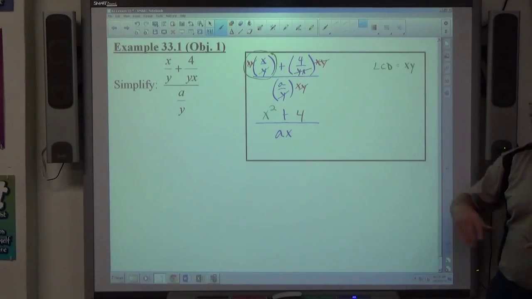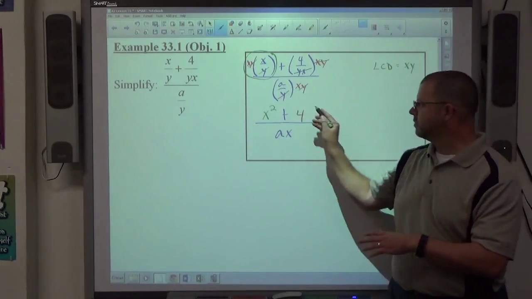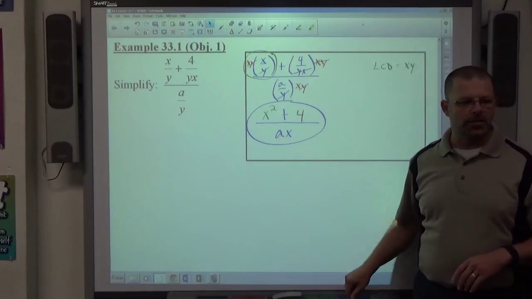Now I've got a simple fraction. Simple numerator, simple denominator, circle the answer. That's the extent of that problem.